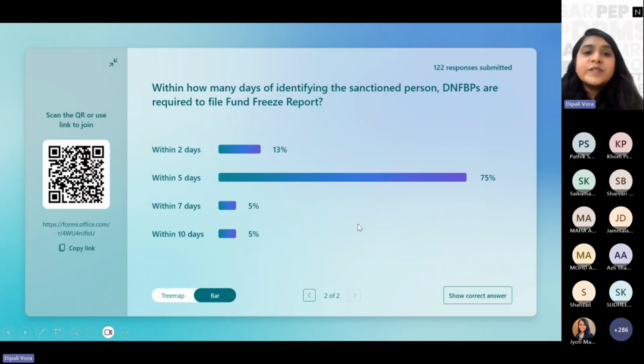The second question is, within how many days of identifying the sanctioned person are DNFBPs required to file the fund freeze report? The options are 5 days, 2 days, 7 days, 10 days. Nowhere for any other report are this kind of timelines mentioned. For specifically the fund freeze report and partial name match report, the timeline prescribed as per the law is within 5 days.